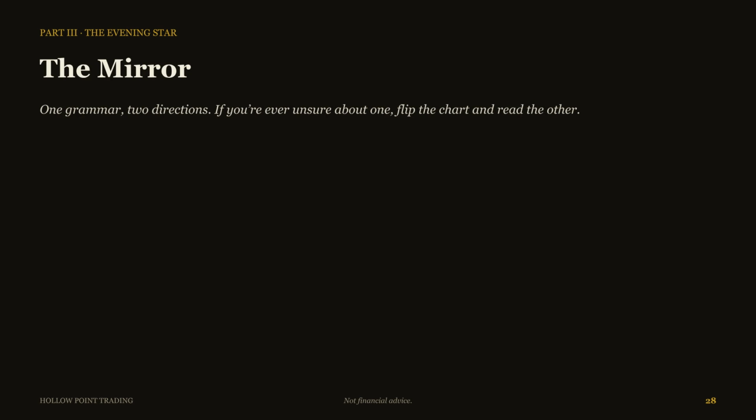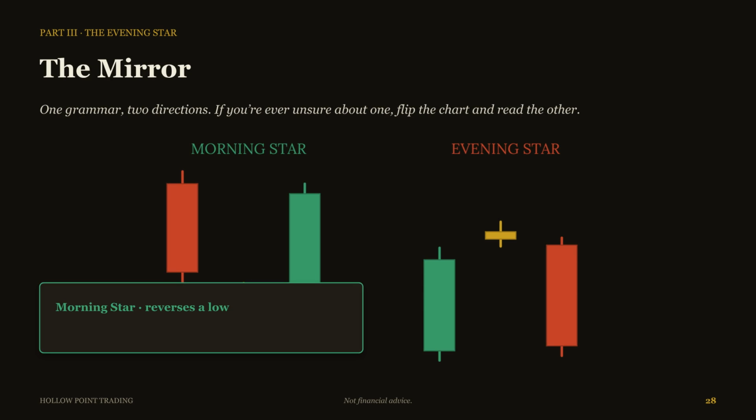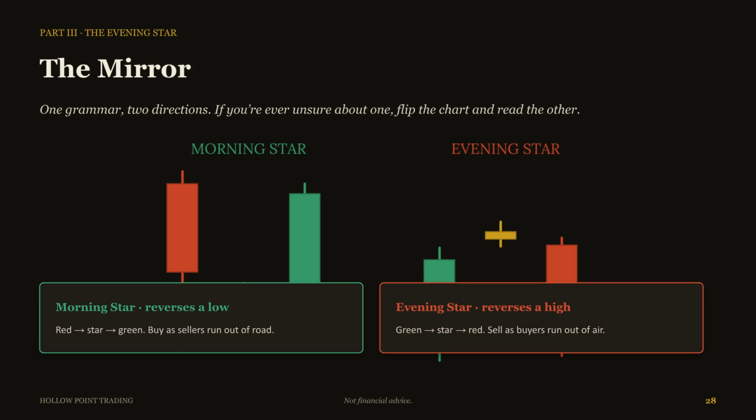The evening star is the mirror of the morning star, the same grammar, 2 directions. The morning star reverses a low with red star green. Buying as sellers run out. The evening star reverses a high with green star red. Selling as buyers run out.